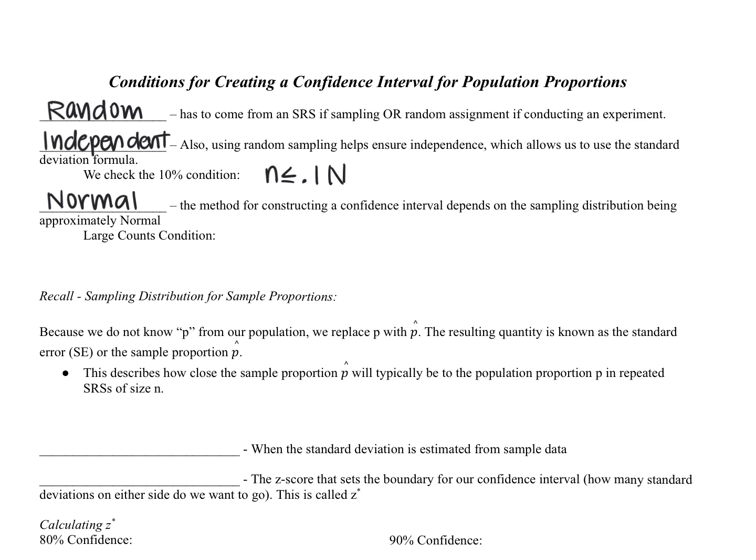So you have to check your large counts condition, which is np greater than or equal to 10, and n times 1 minus p greater than or equal to 10. Oh, wait, this is where it changes. So now we're using p hat. This is where it changes from a sampling distribution because we won't actually know the population parameter. We're creating a confidence interval that can contain it, so the only information we're given here is a p hat. So now we use p hat.